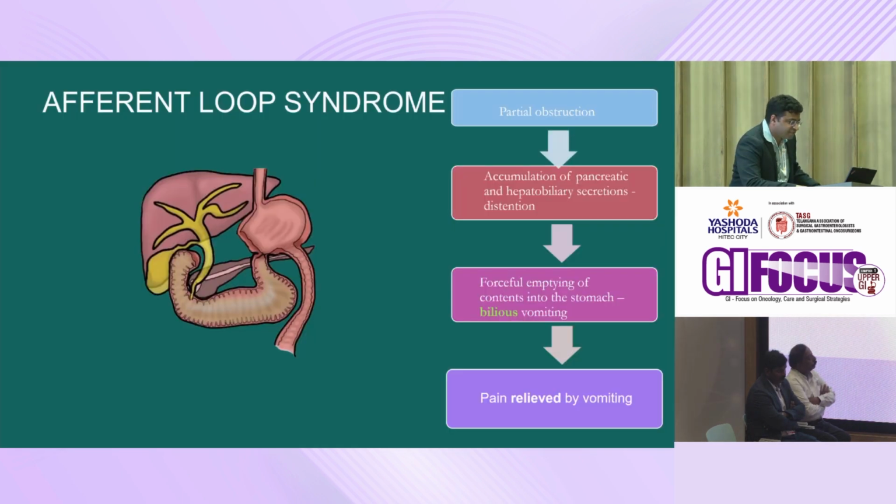Let us go to the next topic, afferent loop syndrome. So, when you do a loop gastrojejunostomy, there is always an afferent limb and an efferent limb. So, whenever the afferent limb gets blocked due to any reason, you might have afferent loop syndrome, and the characteristic feature is there is a sudden bout of vomiting and the patient has relief.